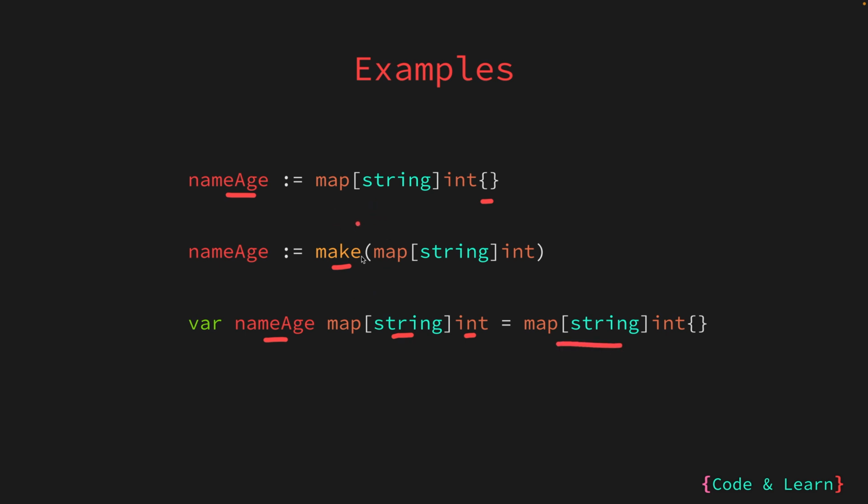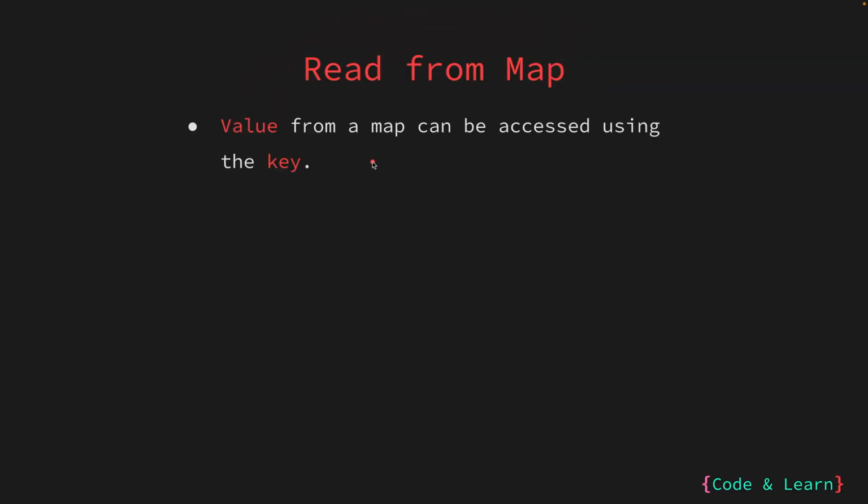Please note, all three of these methods will result in the creation of an empty map named nameAge that can be used to store key value pairs where the keys are strings and the values are integers. Remember, these approaches are functionally equivalent, so you can choose the one you find the most clear and readable for your specific use case. Values in a map can be retrieved using their corresponding keys. If the key in a map exists, the associated value will be returned. Otherwise, as I have mentioned multiple times before, the zero value for the value type will be returned.